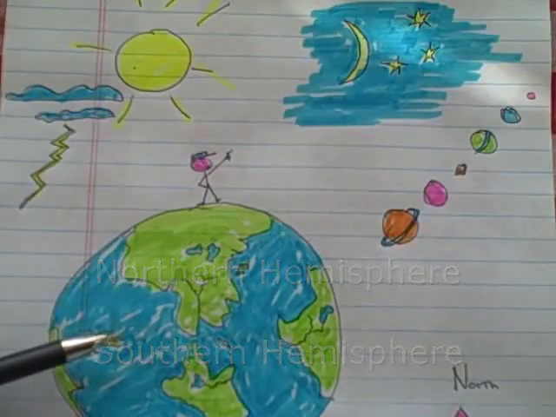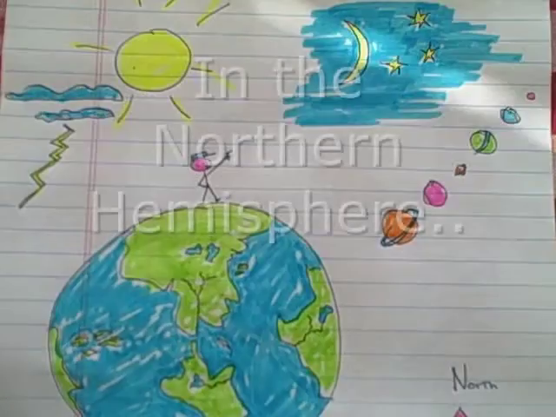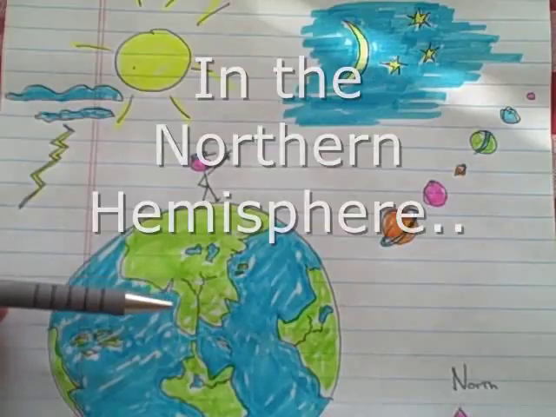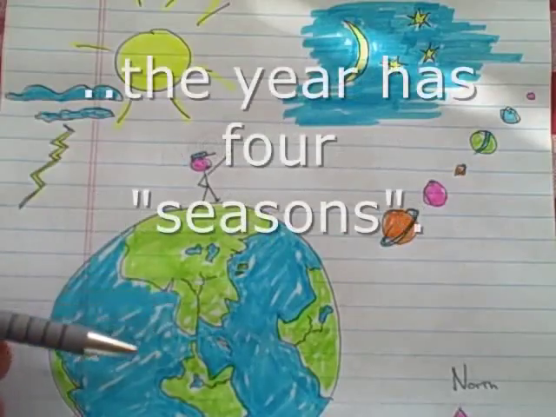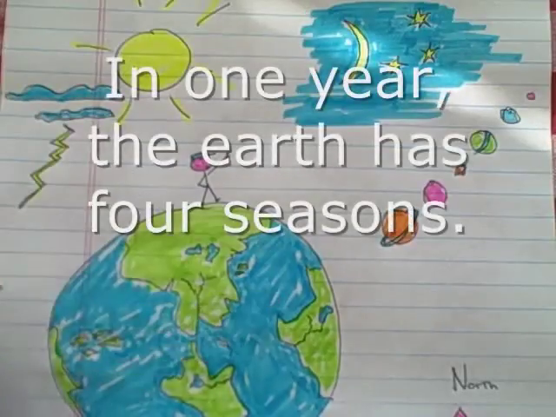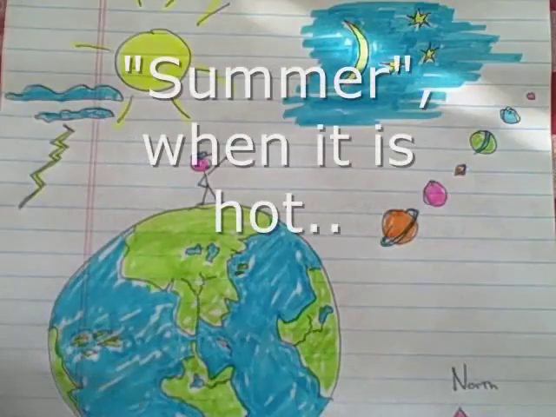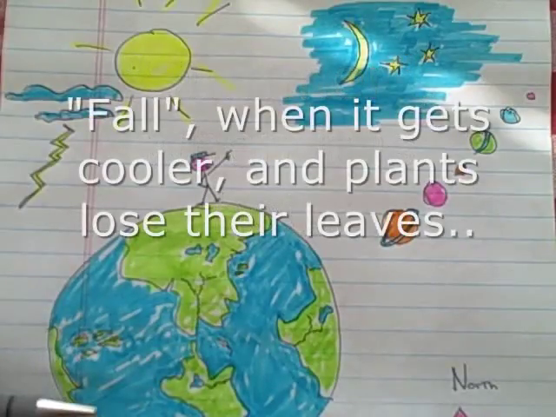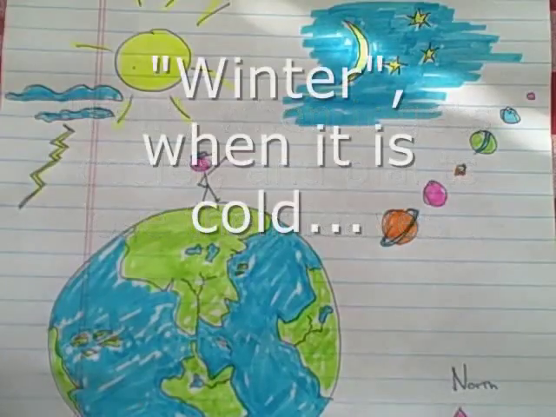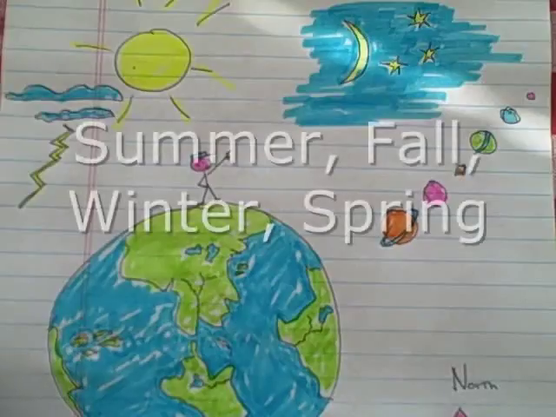The earth travels around the sun in 1 year. In the northern hemisphere, the year has 4 seasons. Summer, when it is hot. Fall, when it gets cooler and plants lose their leaves. Winter, when it's cold. And spring, when plants start to grow again. Summer, fall, winter, spring.